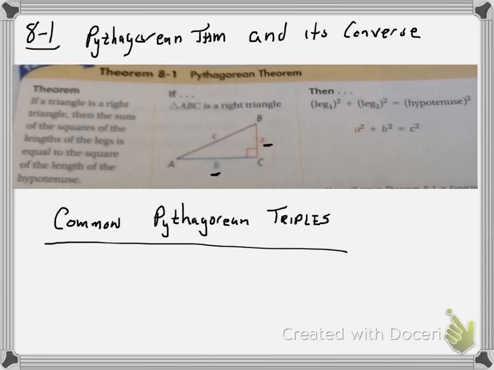Okay? There are some few common Pythagorean triples that are just pretty easy to look at. One's 3, 4, 5. So if you have two legs, 3 and 4, you know the hypotenuse is 5. 5, 12, 13. 8, 15, 17. And 7, 24, 25.